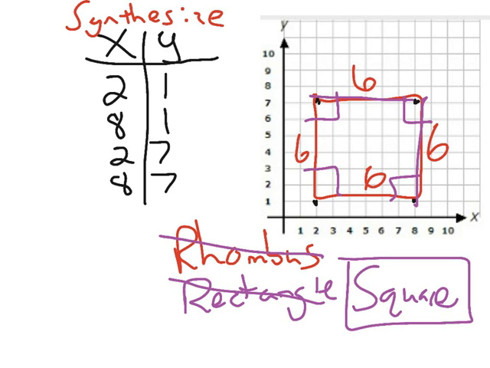So this is an example where you have to pull information from multiple sources. In this case, it's a table and a graph, and you have to make some conclusions about the information that you're given. Let's take a look at what it looks like to analyze or evaluate an argument.